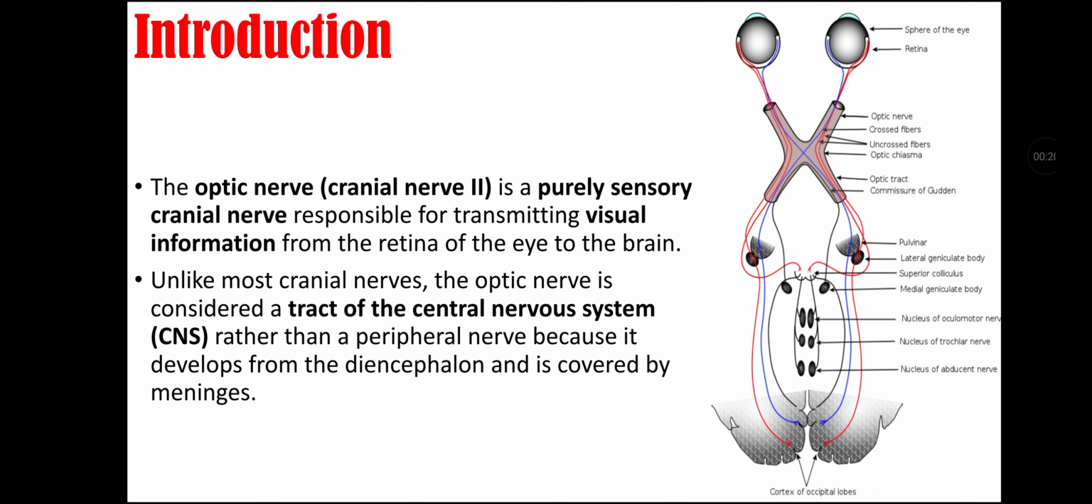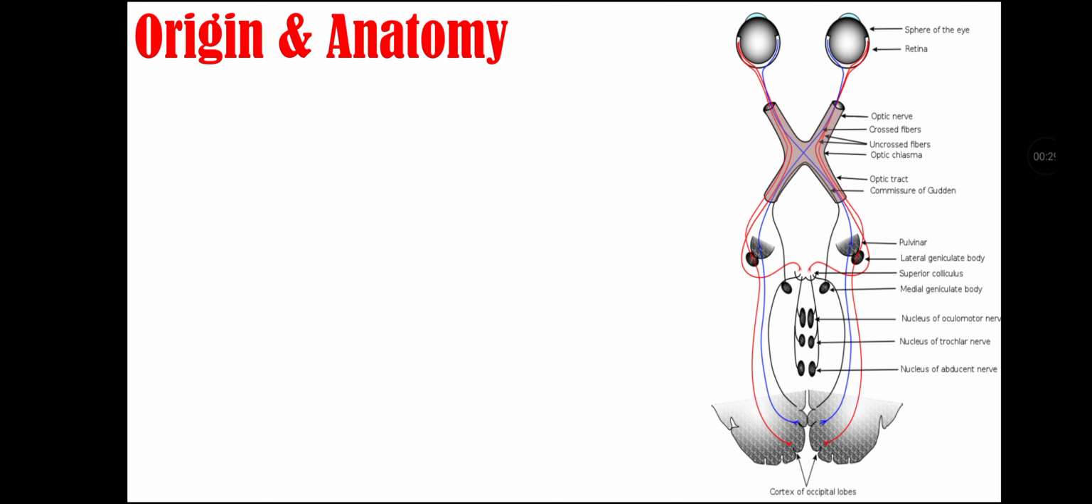Unlike most cranial nerves, the optic nerve is considered a tract of the central nervous system rather than a peripheral nerve because it developed from the diencephalon and it is covered by meninges.